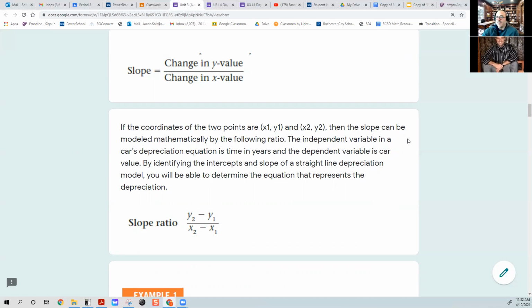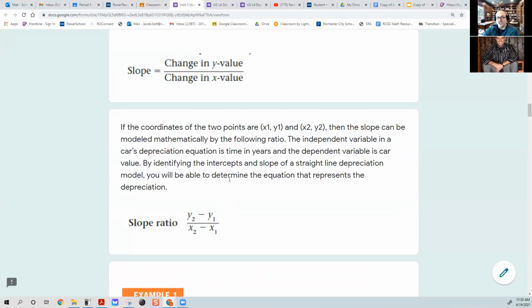All right, the independent variable in the car's depreciation equation is time in years, right? The independent variable is usually time. Usually you want time to be the x-axis. The dependent variable, the thing that's changing over time, is the car's value. By identifying the intercepts and slope of a straight line depreciation model, you will be able to determine the equation that represents the depreciation.